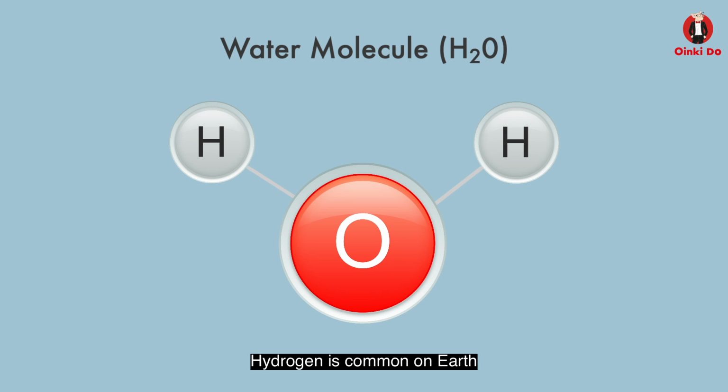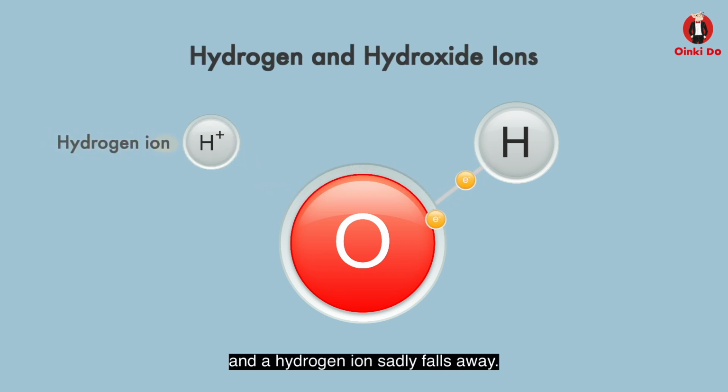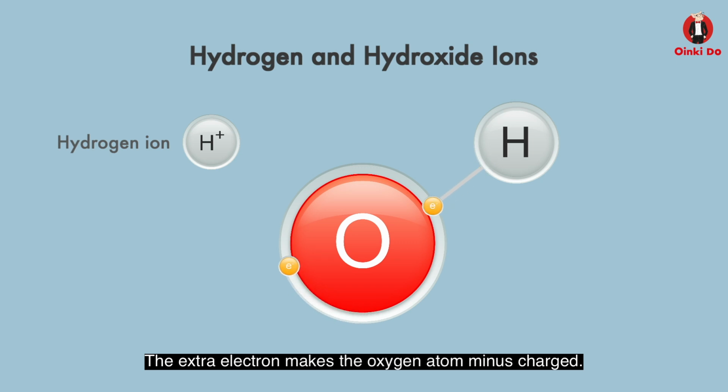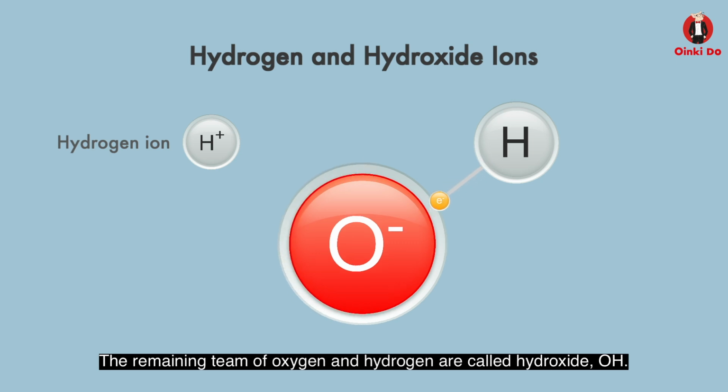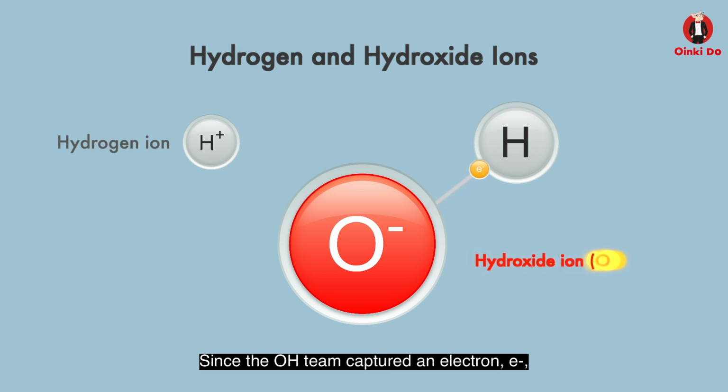Hydrogen is common on Earth since water molecules are made from two hydrogen atoms, H, attached to one oxygen atom, O, to make H2O. Hydrogen bonds to oxygen by sharing its electron. Sometimes oxygen keeps an electron and a hydrogen ion sadly falls away. The extra electron makes the oxygen atom minus charged. The remaining team of oxygen and hydrogen is called hydroxide, OH. Since the OH team captured an electron, e minus, it's officially a minus charge hydroxide ion, OH minus.